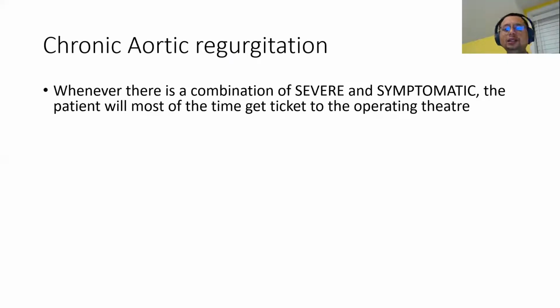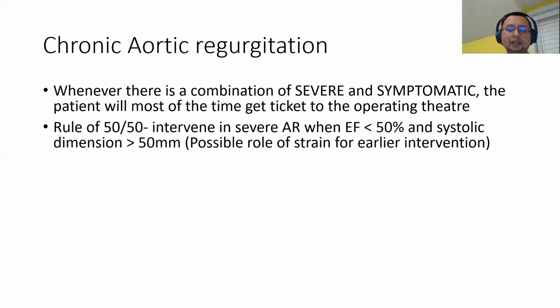Whenever there is a combination of severe and symptomatic, the patient will most of the time get a ticket to go to the operating theatre. Remember a rule that I call the rule of 50-50. What is the rule of 50-50? If the patient has severe AR and is asymptomatic, look at their left ventricle. If their ejection fraction is less than 50% and their LV systolic dimension is more than 50 millimeter or 5 centimeter, meaning their LV has already decompensated, then this patient needs to go for surgery.